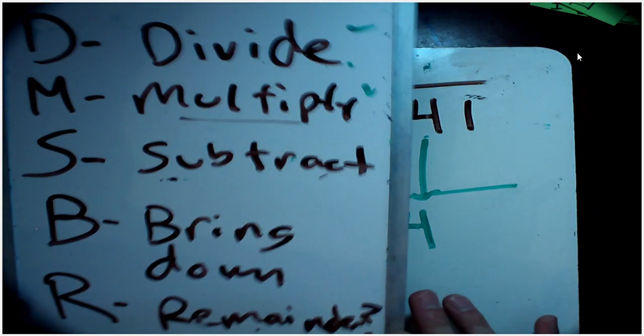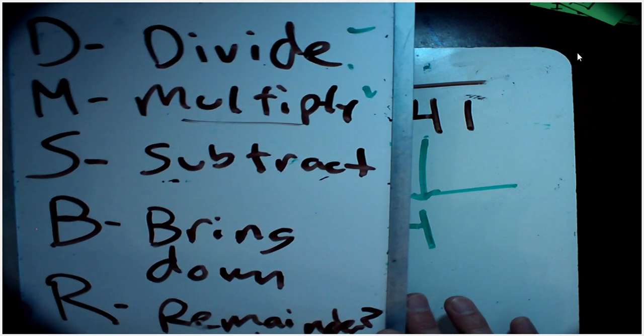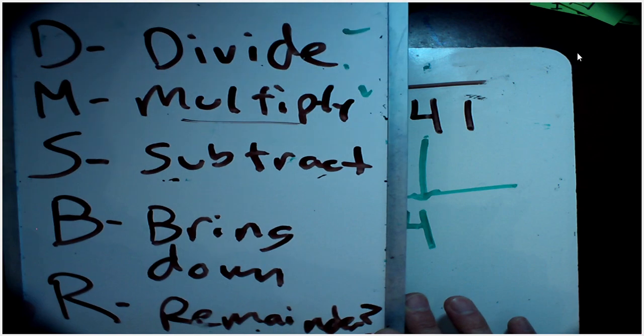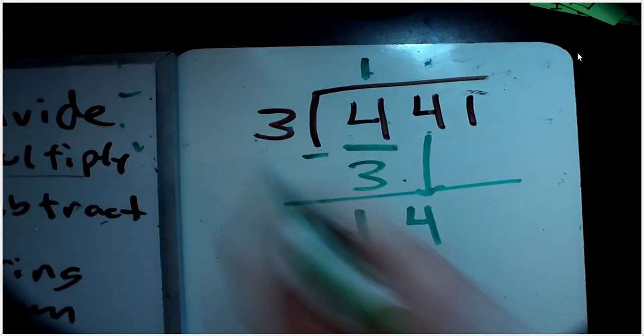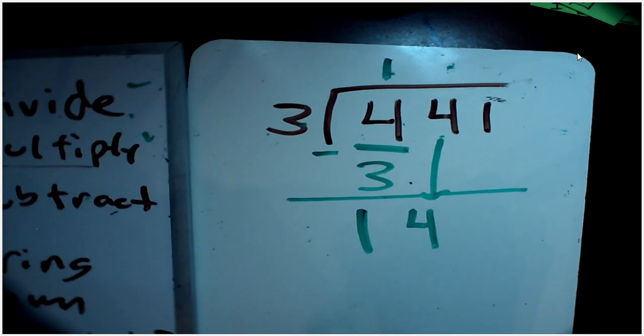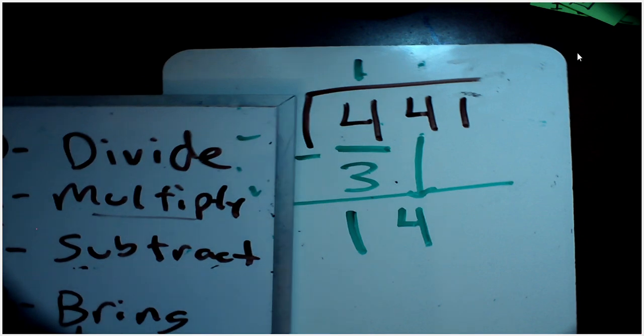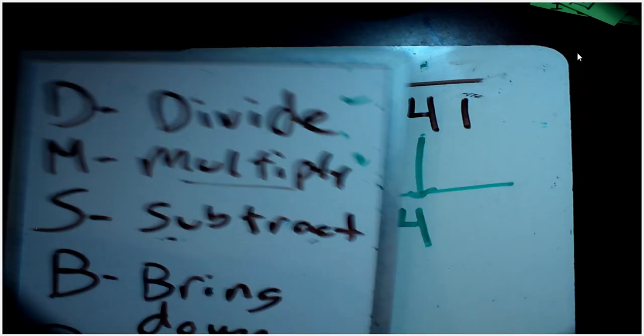There are shortcuts, but I'm not going to show you those shortcuts right now because I want you to learn this method, or the standard algorithm. So after we brought down, we look at remainder. We'll look at this 14. 3 can absolutely go into that 14. 14 can be divided by 3. How many times? We can't do step R yet. So we got to go back to step divide, or D.